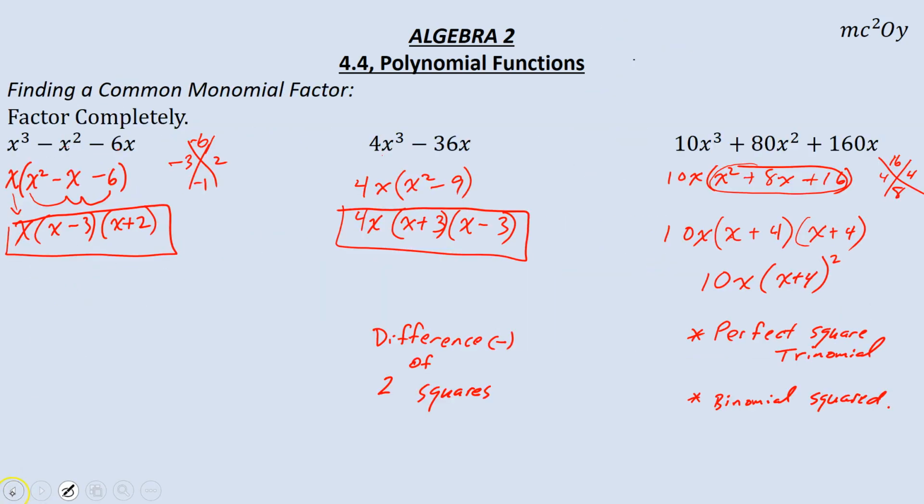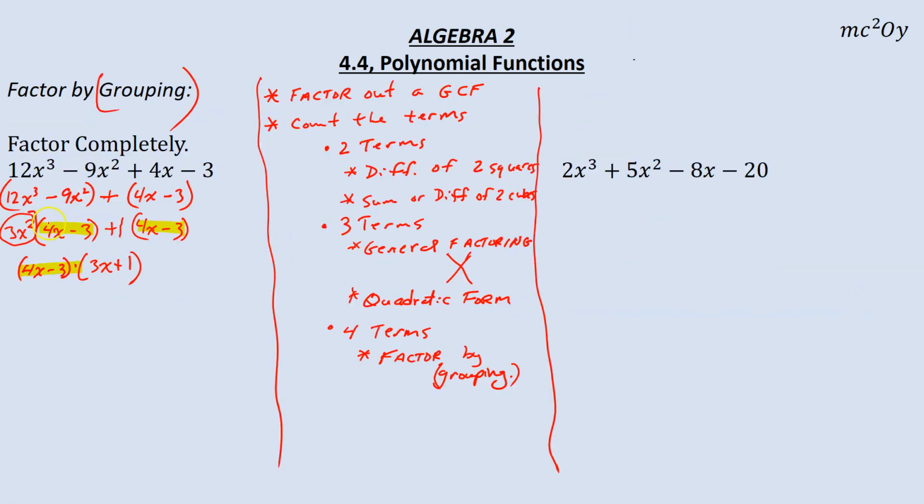Remember, back here, when we took out a greatest common factor, the remaining thing was put in parentheses. We took out an x out of each of these. We were left with an x squared, an x, and a 6. We took out a 4x squared, or 4x from each of these. We were left with an x squared and a 9. Okay, so when we're taking a 4x minus 3 out of both of this term and this term, we're left with 3x squared and 1. You have now factored by grouping. 4x minus 3 times 3x plus 1.